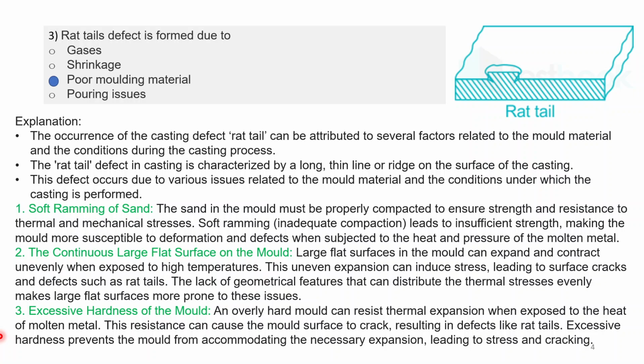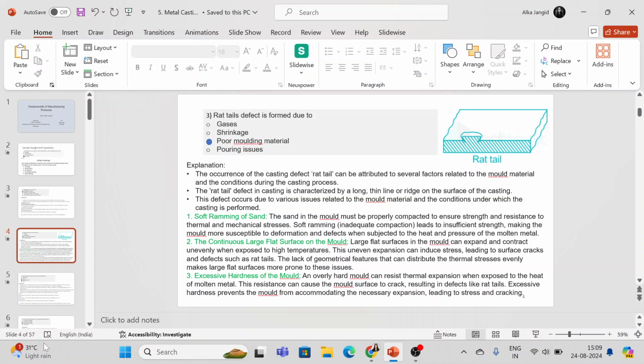An overly hard mold can resist thermal expansion when exposed to the heat of molten metal, and this resistance can cause the mold surface to crack, resulting in defects like red tails. Excessive hardness prevents the mold from accommodating the necessary expansion, leading to stress and cracking.